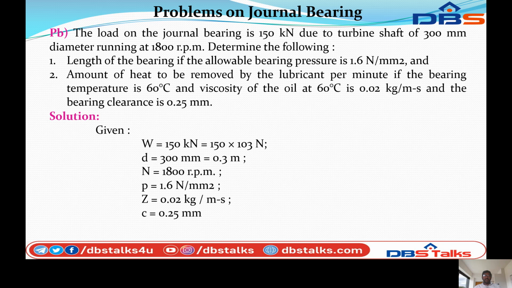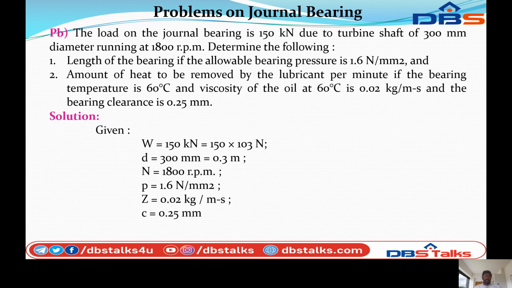And second, the amount of heat to be removed by the lubricant per minute, if the bearing temperature is 60 degrees centigrade, the viscosity of the oil at 60 degrees centigrade is 0.02 kg per meter second, and the bearing clearance is 0.25 mm. So this is the problem. First of all, note down the given data.